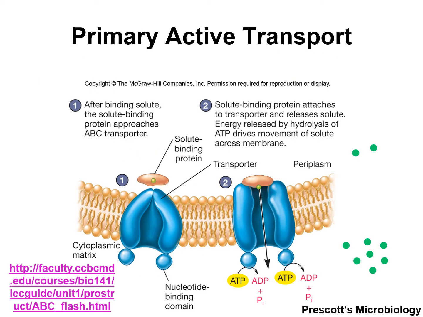In primary active transport, the molecules are going to be moving up the gradient. So these green molecules are going to be moved from low concentration to high concentration inside the cell. And we're going to be using energy directly here. So you can see some ATP here in the picture being used to power this primary active transport.